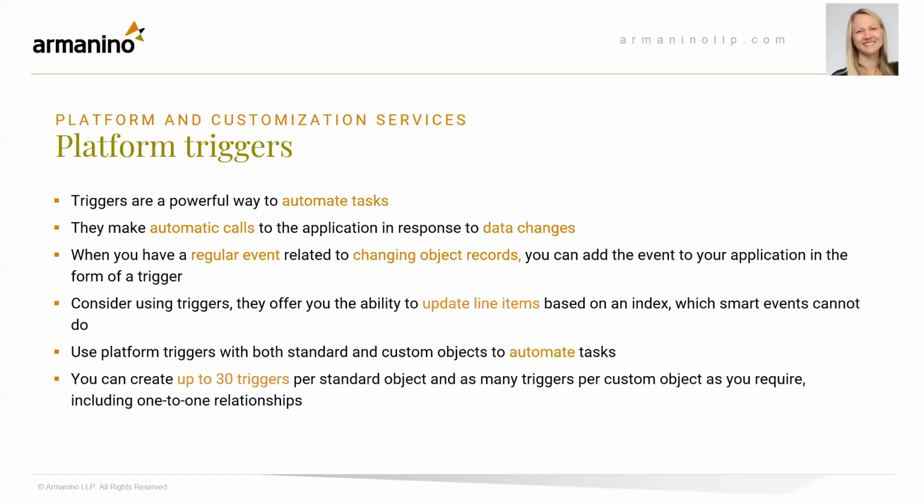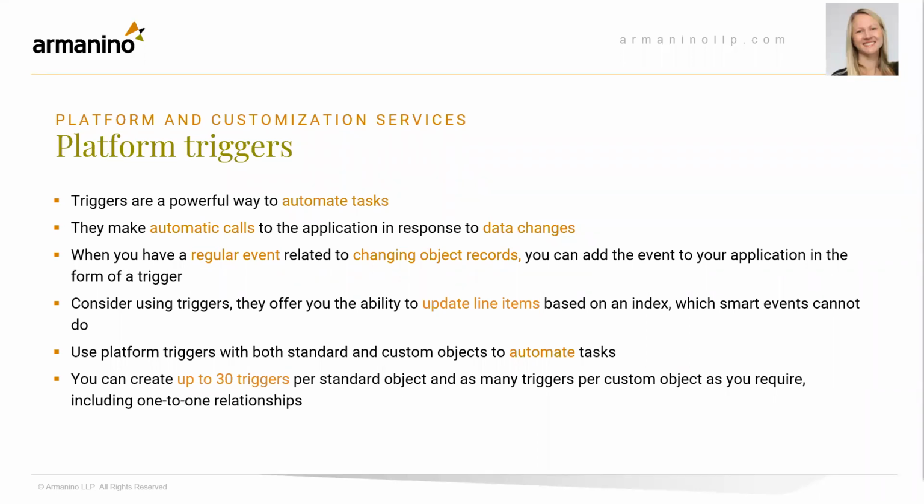So what makes this different than smart events? Triggers can offer you the ability to update line items based on an index, which smart events cannot do. You can use triggers with both standard and custom objects to automate your tasks, and then you can create up to 30 triggers per standard object, as many triggers per custom object as you require. That includes any one-to-one relationships. So pretty cool on this one.